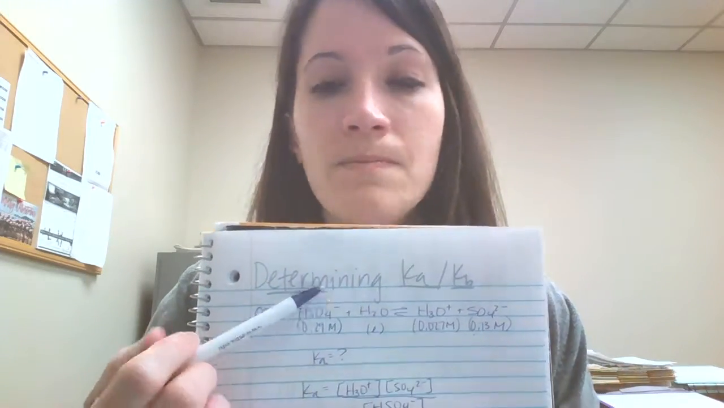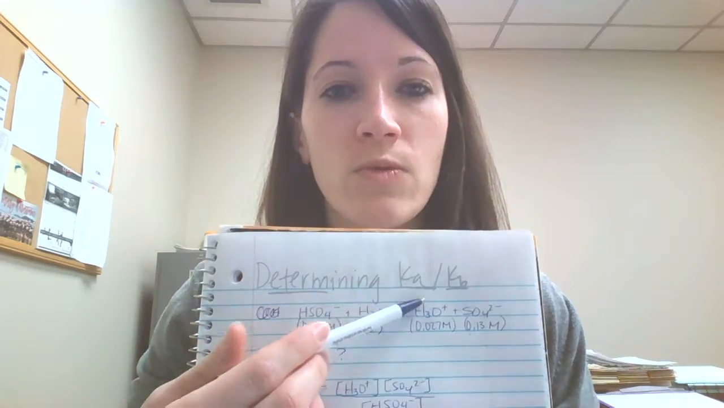So the first one is determining Ka or Kb. It really doesn't matter which one we're calculating. Just remember, the Ka is reserved for acids, and Kb is reserved for bases. So A for acid, B for base, K for equilibrium.